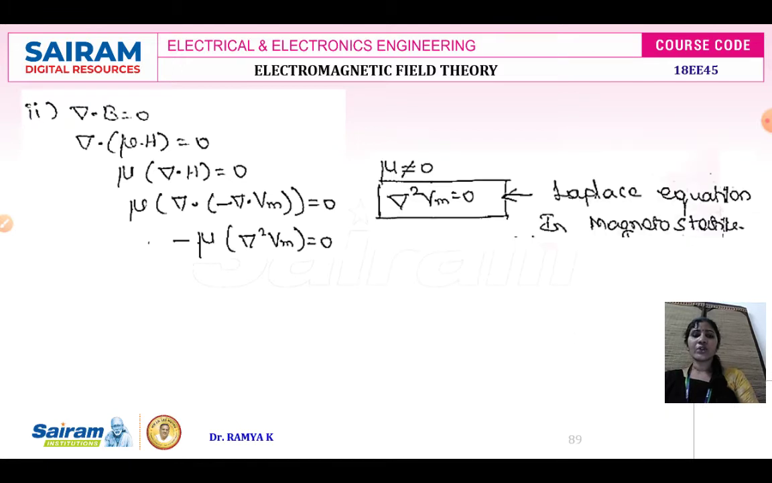That is shown over here. When you look at this equation, you can see divergence dot B is equal to 0. It is your first law. In the place of B, you can write mu times H. H is nothing but negative gradient of the magnetic scalar potential. When you prove this, you get Laplacian operator of Vm is equal to 0. Here it is nothing but the Laplace equation in magnetostatics.